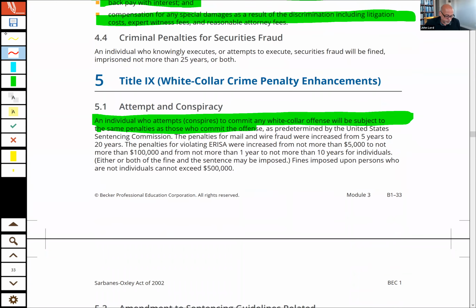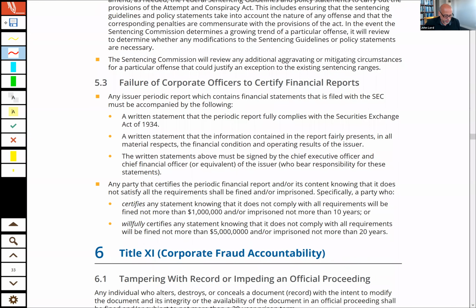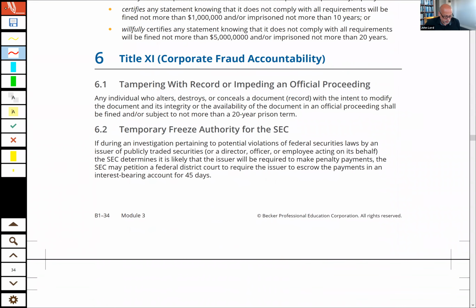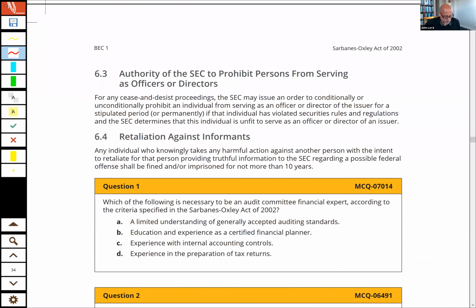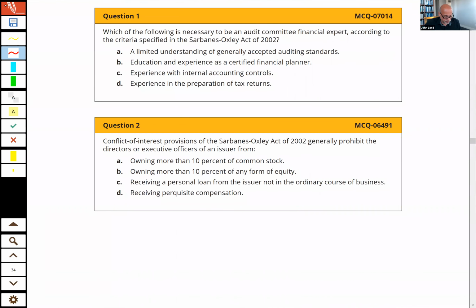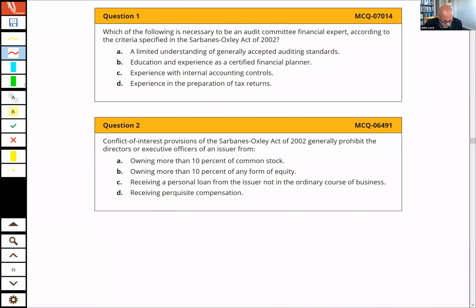Okay, good. So let's go ahead and take a look at a question related to Sarbanes-Oxley. And I'm going to put the poll up as soon as my cursor stops hiding from me.